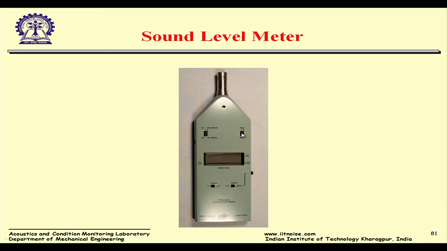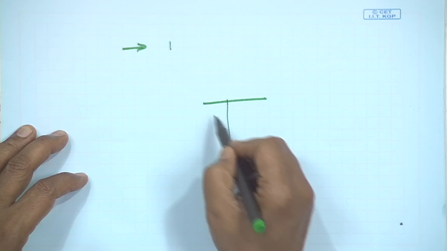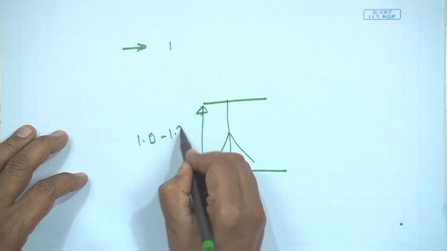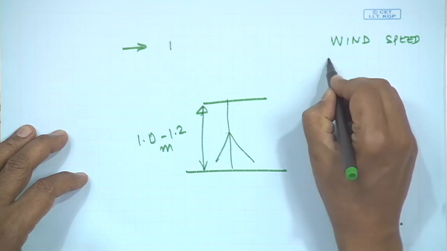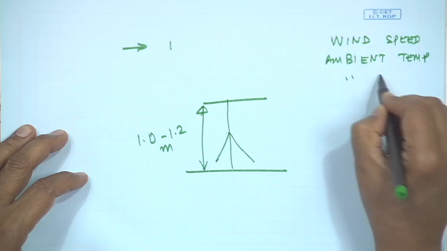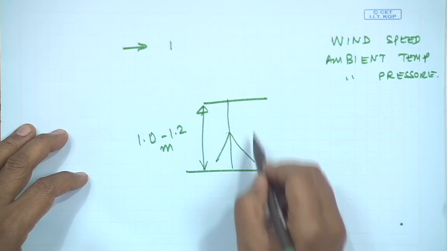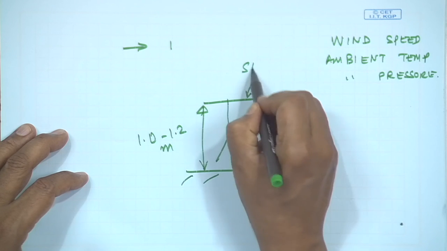Now, coming to the protocol of sound pressure level measurements using a sound level meter, there are many standards. One is you put it on a tripod, usually about 1 to 1.2 meters from the ground. You need to measure the wind speed, ambient temperature, and ambient pressure, because there is certain calibration associated with this. And this is where the SLM, the sound level meter, is put.